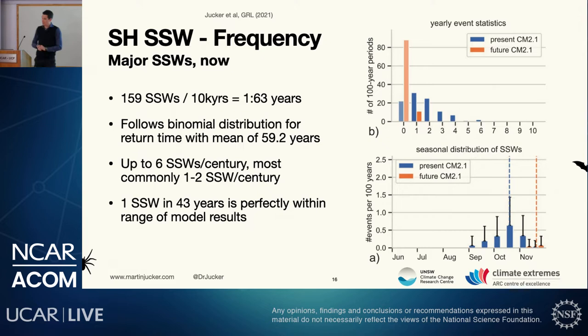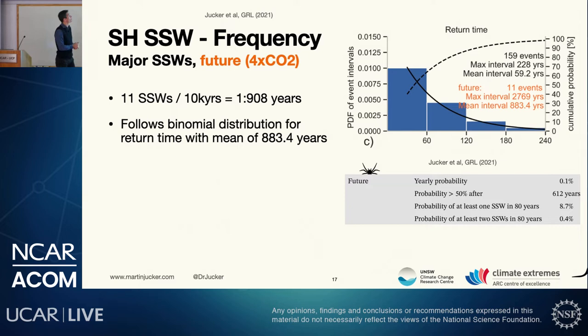All right, so that's today. Everything seems consistent, so what about the future? Is 2019 a consequence of climate change? Well, we do the future with 4 times CO2, which in RCP 8.5 is about the year 2080. So we find 11 southern warmings. So you have to run 10,000 years to find 11 events. And again, we fit the binomial. In order to fit it, that's why these intervals are quite large, because there aren't that many events.